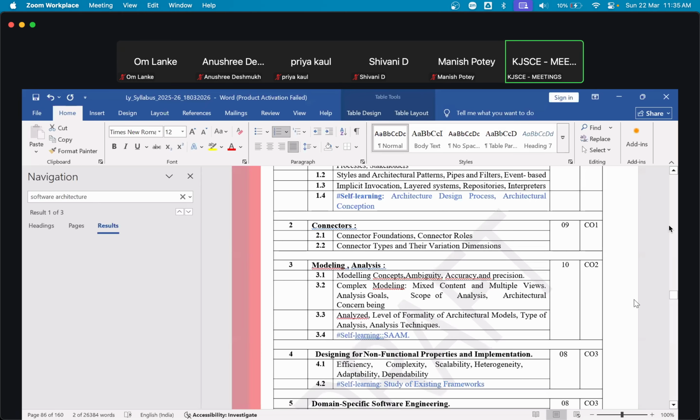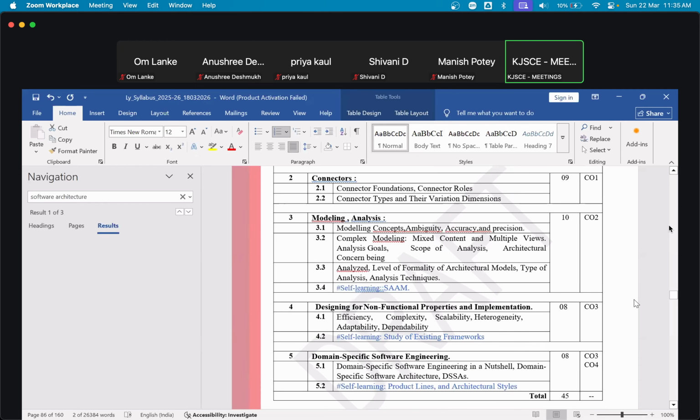Then the third module is on analysis. Once we are ready with the model, we should be able to analyze that model to understand whether it is efficient or not. The third module is on modeling and analysis. So here different types of models and different ways of analyzing the model will be covered.